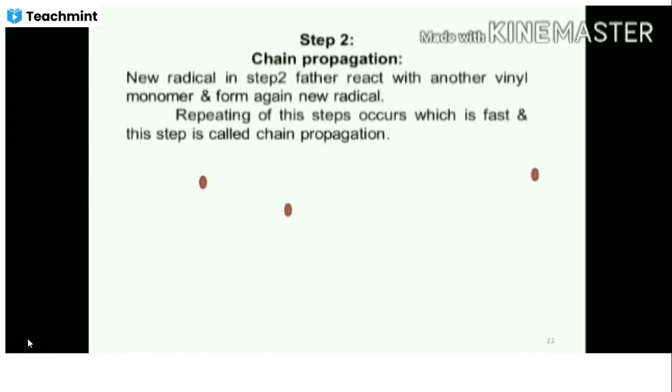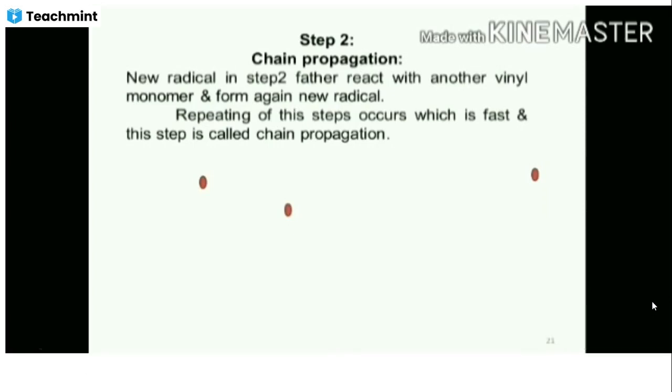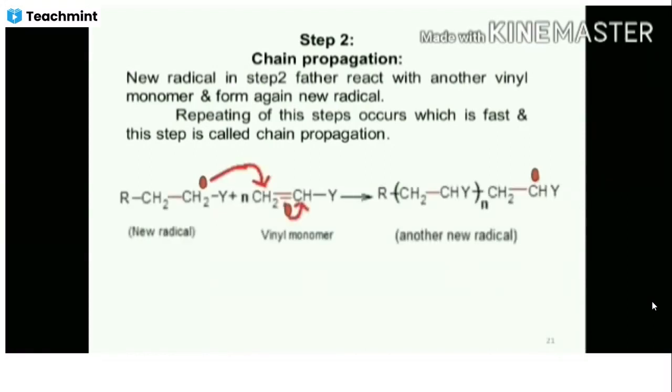Step 2, chain propagation. The new radical in step 2 further reacts with another vinyl monomer and again forms a new radical. This step repeats and is fast, and it is called chain propagation. The new radical attacks the next vinyl monomer and another new radical is formed.